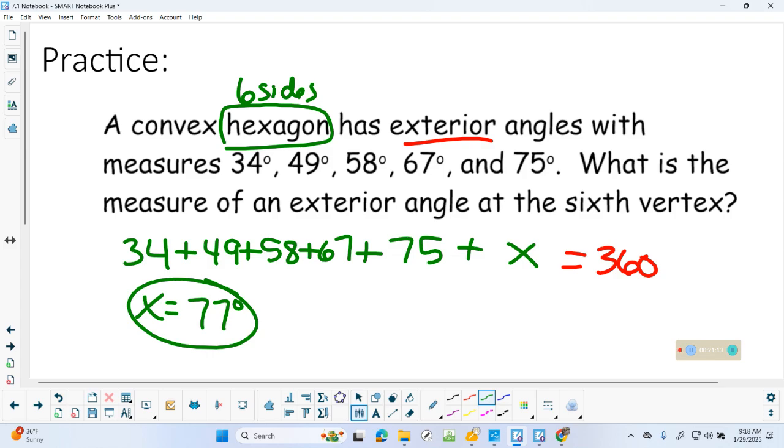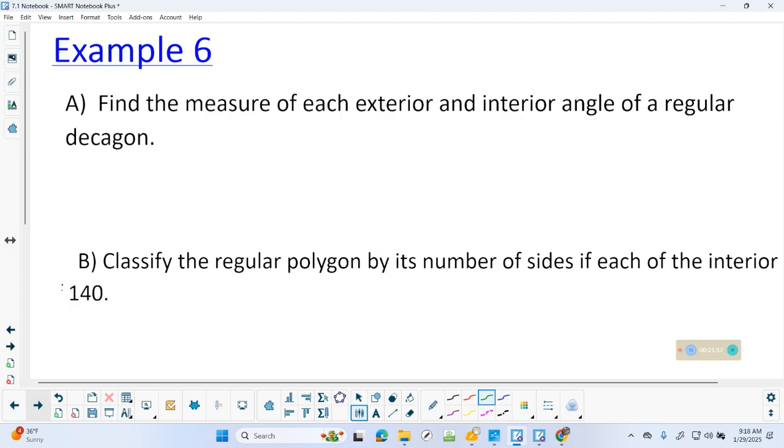All right, we've got a last couple of fun, fancy ones for you. I'm going to give you your quizzes back from yesterday. Find the measure of each exterior and interior. Okay, so they want both. First question for you: decagon. How many sides on a decagon? 10. And again, you've got the list of all the sides there in your notes. If you're like, oh, I forgot, look on your list.